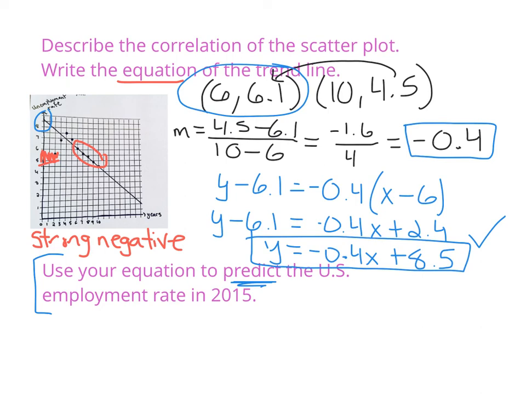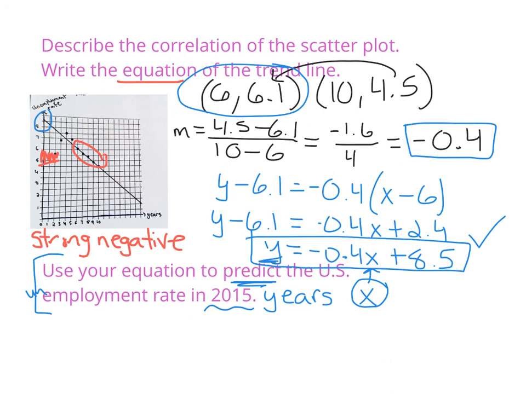So in this case, we are going to use our equation to make a prediction that with this trend, what is the U.S. employment rate? Well, it's unemployment rate, actually, in 2015. Let's add that in there. That's kind of an important part. Unemployment rate in 2015. So 2015 represents years, which represents an x value. So we have to plug in an x value in for x of our equation and solve for y.